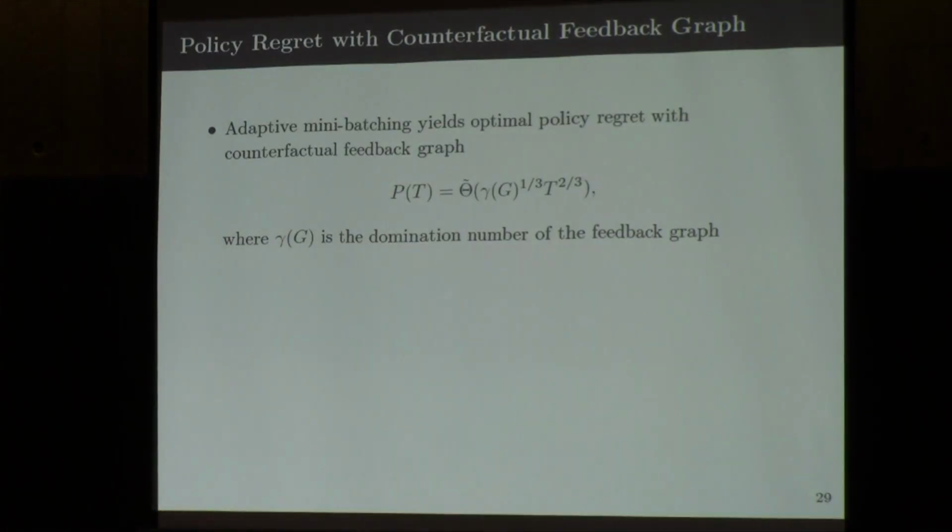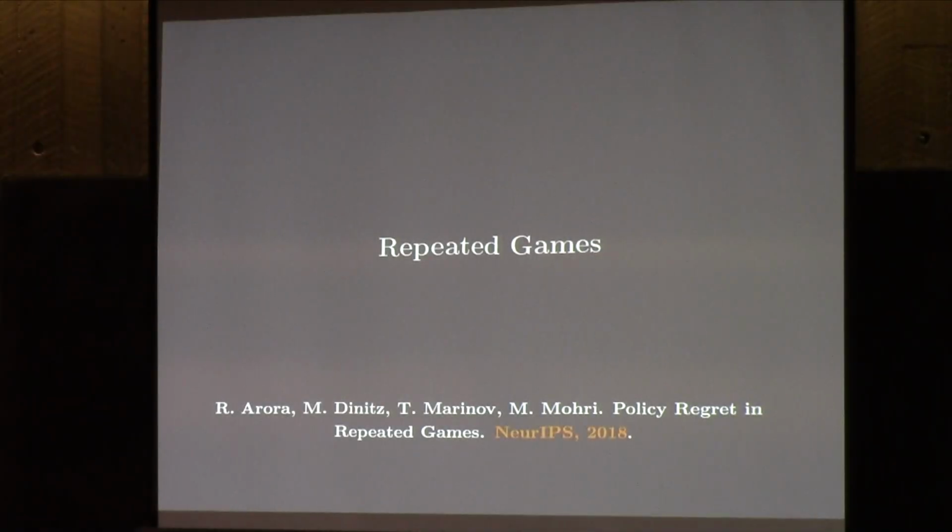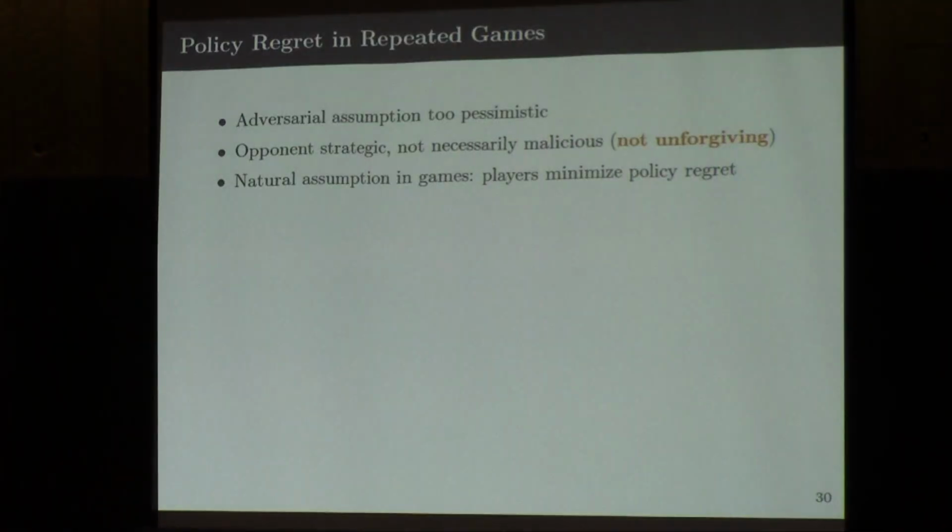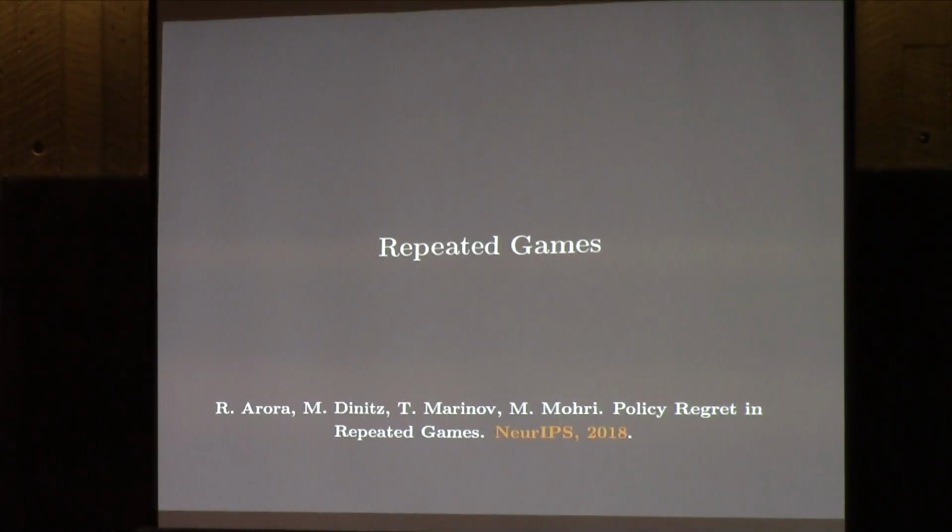Before I switch, I don't have much time, so I'm just going to quickly go through what else I have to say. Again, the lower bound construction that we had in the beginning assumed that the adversary was unforgetful and unforgiving. And we made an assumption on what happens if the adversary is memory bounded. How can we design sublinear policy regret algorithms?